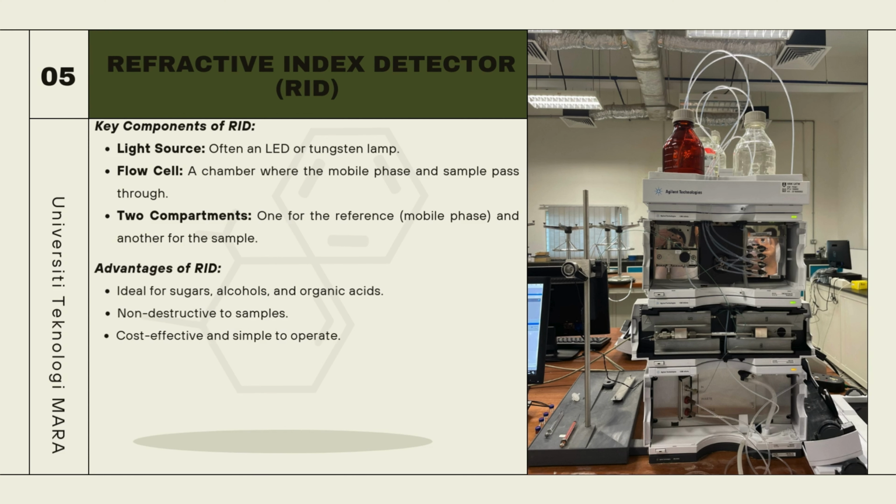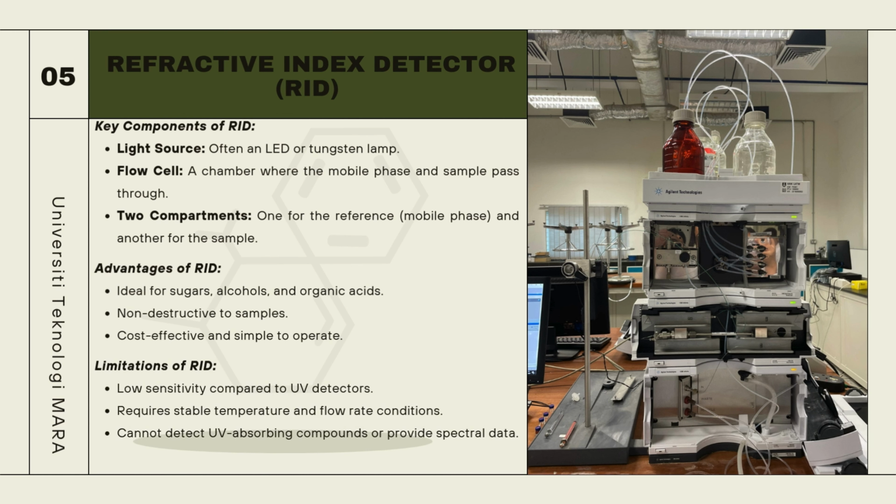There are a few advantages for RID. Firstly, RID is ideal for detecting compounds that do not absorb UV light, such as sugars, alcohols, and organic acids. It is a non-destructive method, preserving the sample for further analysis. RID is cost-effective and easy to operate. For the limitations, it has lower sensitivity compared to UV detectors. It requires stable temperature and flow rate conditions. Lastly, it cannot detect UV absorbing compounds or provide spectral data. Thus, RID is extensively used in industries such as food and beverage analysis, where it is employed to measure sugar content in products like juices and honey.